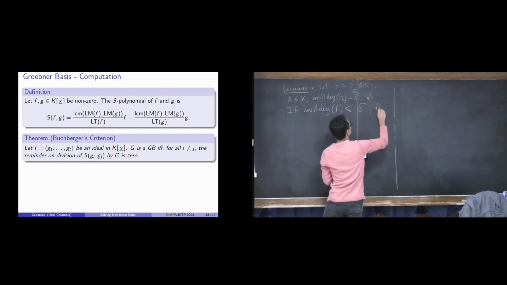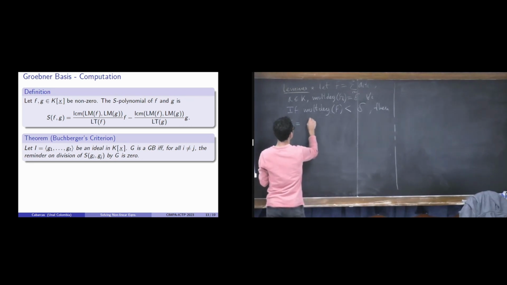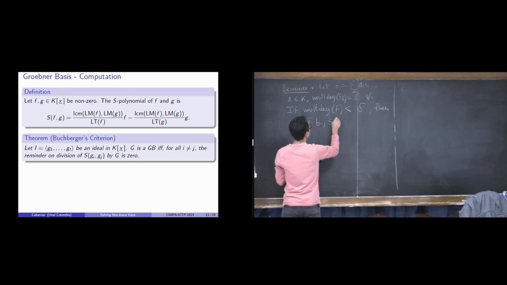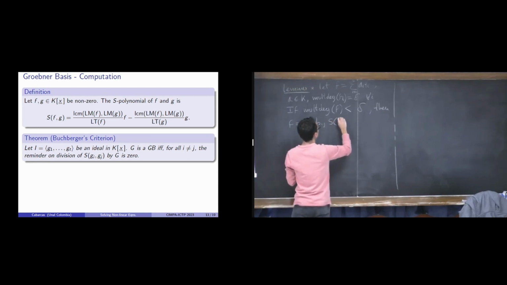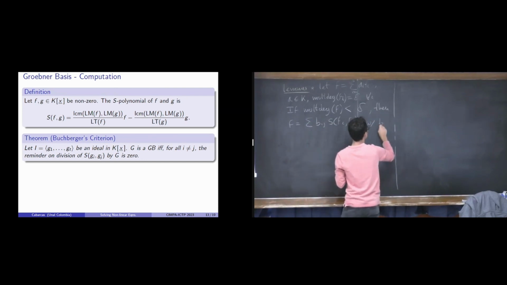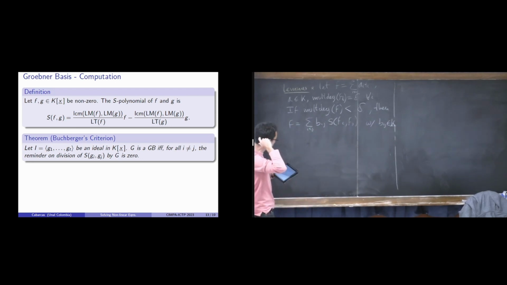then that F can be written in terms of the S polynomials. That F can be written as a sum of b_ij S(f_i, f_j), where the b_ij are in the field. This is, let's say, i less than j, so that we get all the S polynomials.